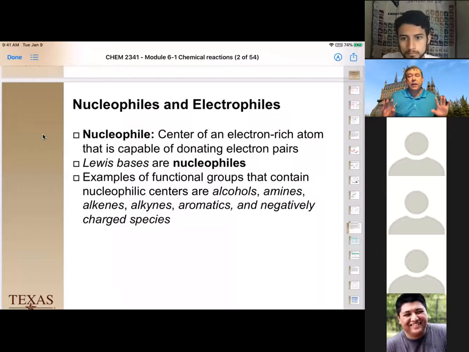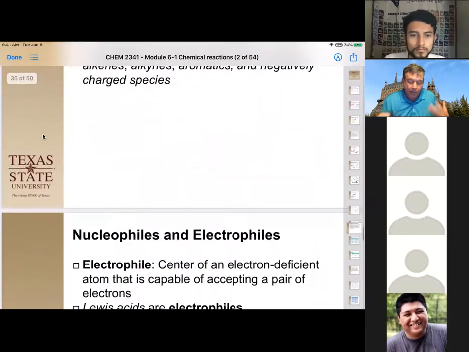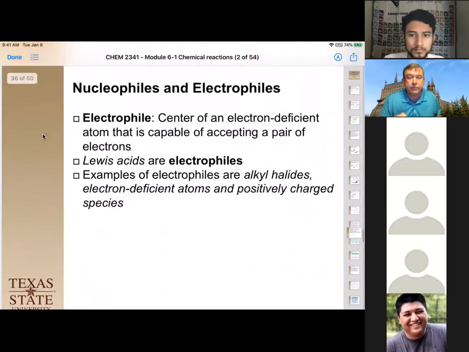Okay, so do we understand what a nucleophile is? It's any electron-rich atom, can be carbon, can be other things, can be oxygen, but it is capable of donating those electron pairs. And so that's why we draw them to be the same as Lewis bases. Okay. So that being said, the opposite of this has to be the electrophile. The electrophile has to be an atom that is electron deficient or is willing to accept a pair of electrons.